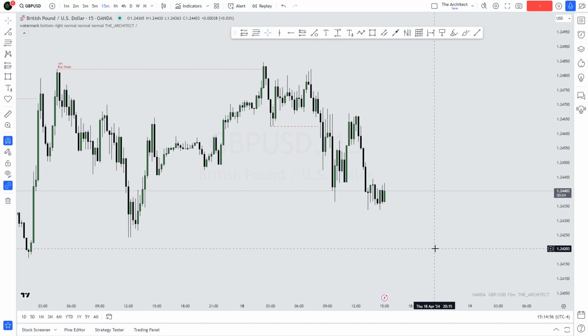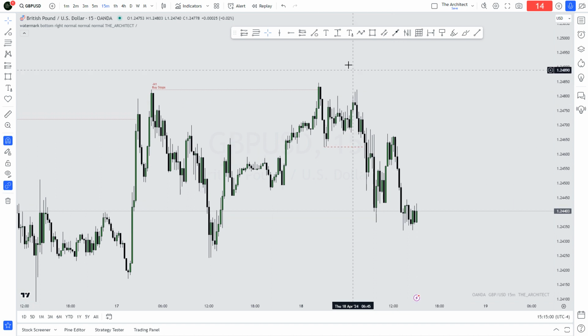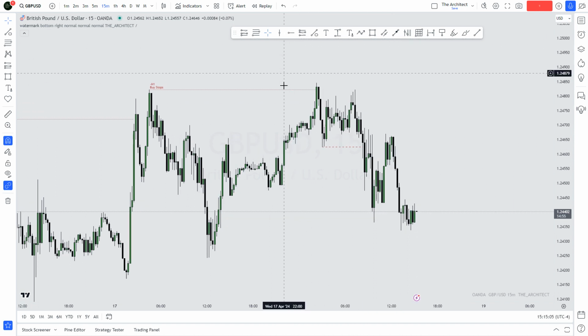And things such as those reclaimed order blocks that I was talking about in DXY, you could also use those points over here. But in this instance, of course, you'll be looking at the bullish candles.